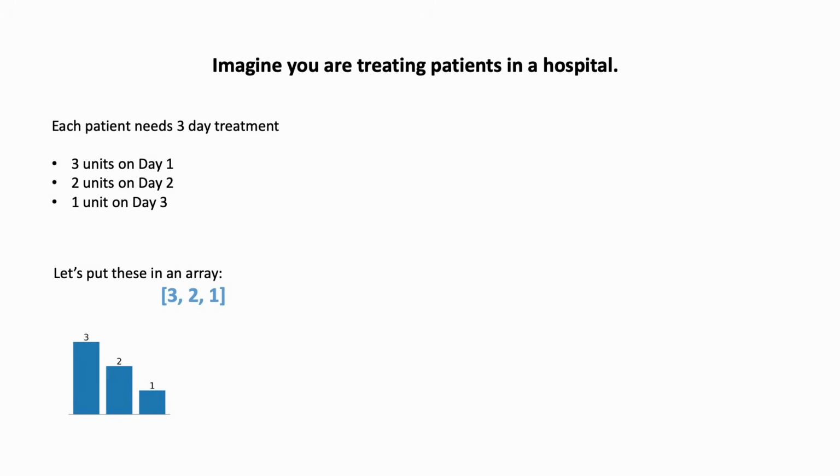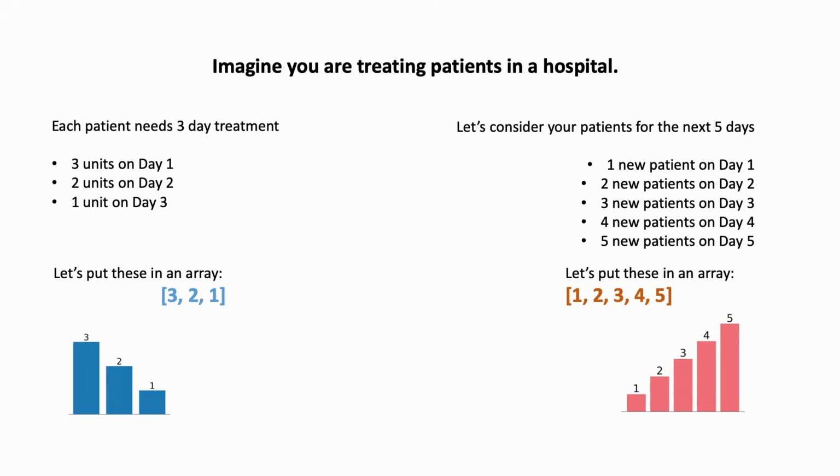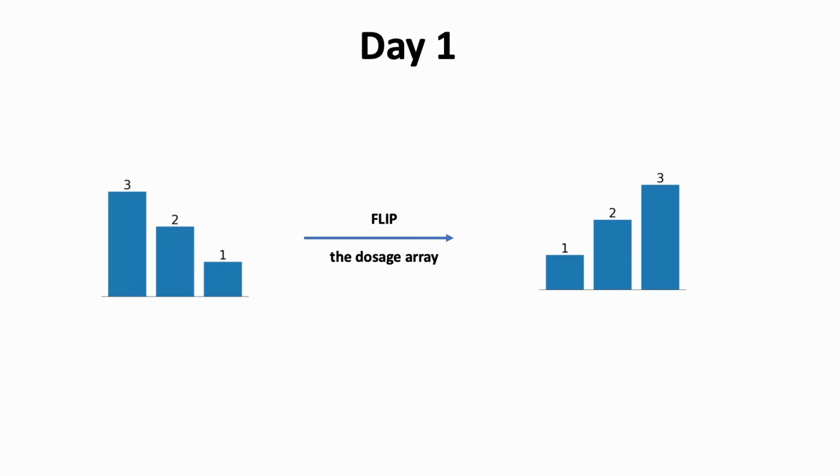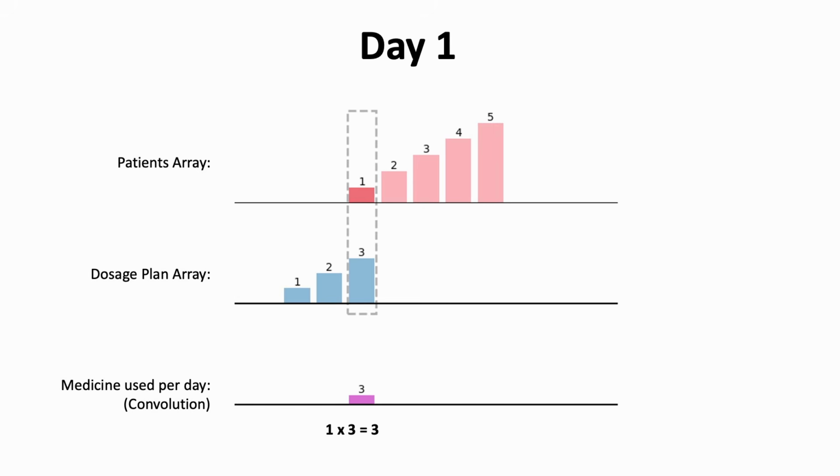Also consider that for the upcoming week, you'll get 1 patient on day 1, 2 patients on day 2, and so on till day 5. Let's also put these numbers in an array. Now, given this information, how can we answer the question, how much medicine will the hospital need for the next 5 days of this week? Well, this is exactly what convolution helps us to answer. Let's flip our dosage array and overlap the last value with the first value of our patient's array. What is the total dosage we need on day 1? Well, it's 1 times 3 equals 3.